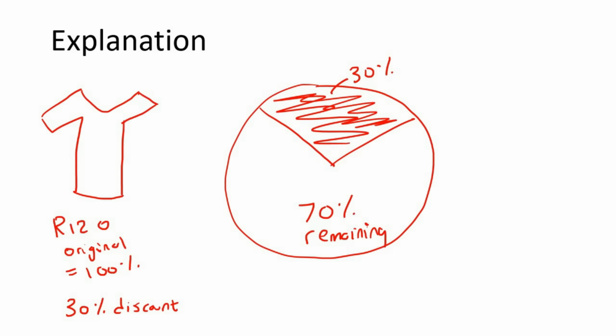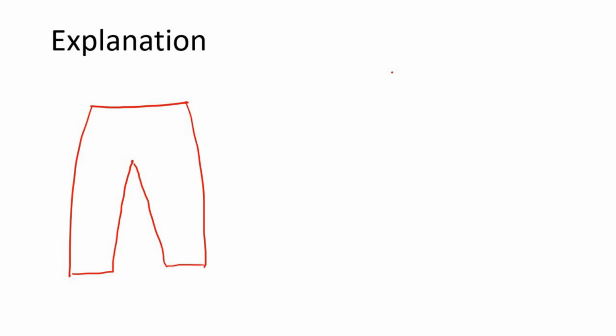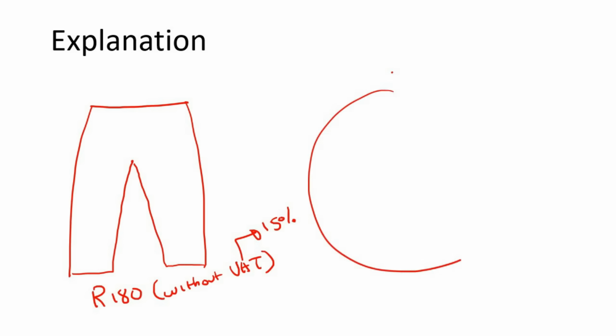Okay, now let's do another example. Let's say this time we have a pair of pants. Okay, so let's see if I can draw some pants. Okay, not bad. So let's say this pair of pants is just normally selling for 180 Rand. There's no specials, nothing like that. And let's say that this is without VAT, which at time of recording we use as 15%. So this is without the VAT. So let's just say that that's 100%. So that's 100% and it's 180 Rand.